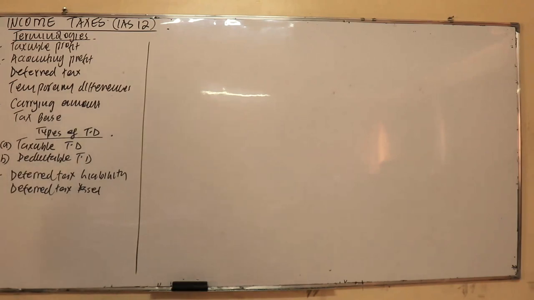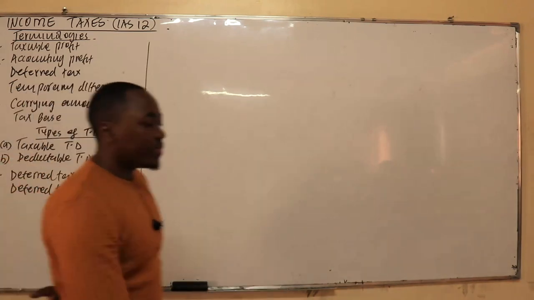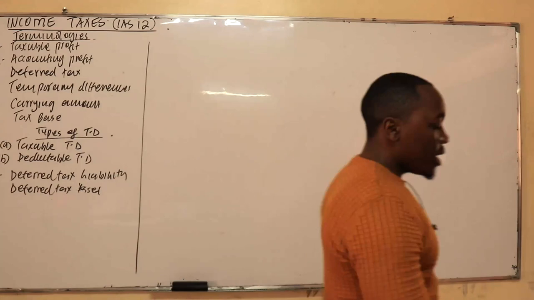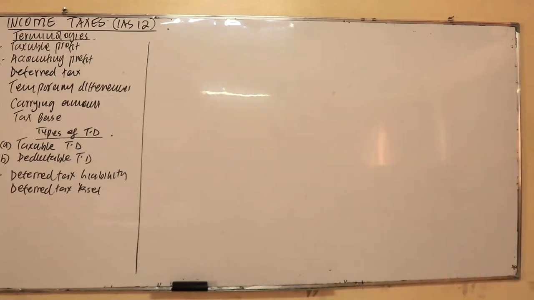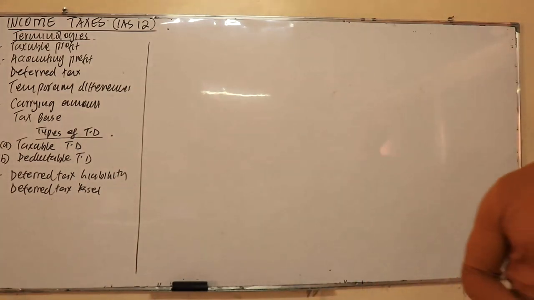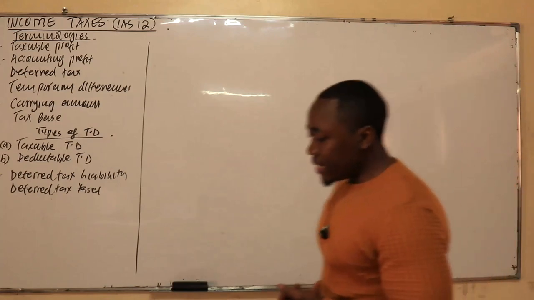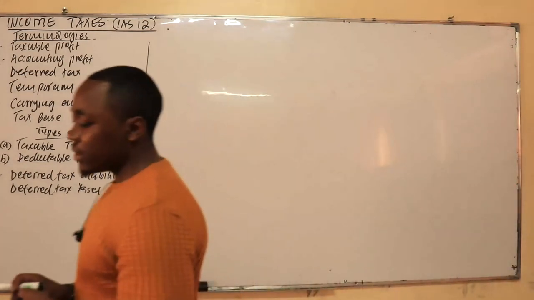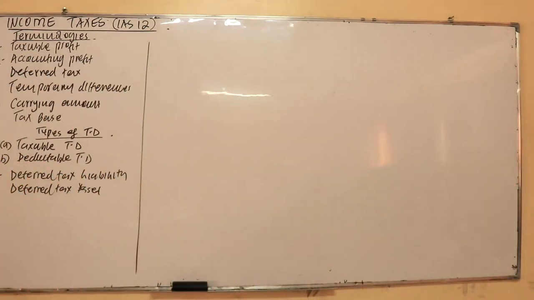Now let's go back to the definition. Or before you go to the definition, let's write something. Another paragraph. Tax expense for the period is made up of two elements.